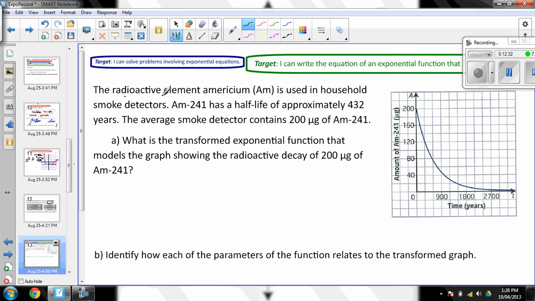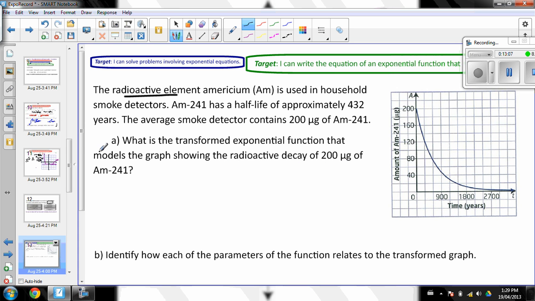So let's try a word problem. The radioactive element, americium, is used in household smoke detectors. Americium-241 has a half-life of approximately 432 years. So that means after 432 years, half of your original will be present. The average smoke detector contains 200 micrograms of americium-241. What is the transformed exponential function that models the graph showing the radioactive decay of 200 micrograms of americium-241?